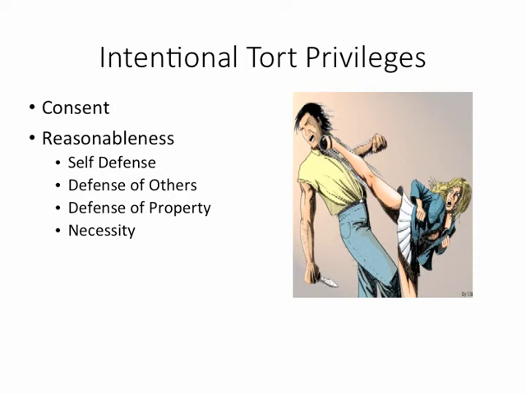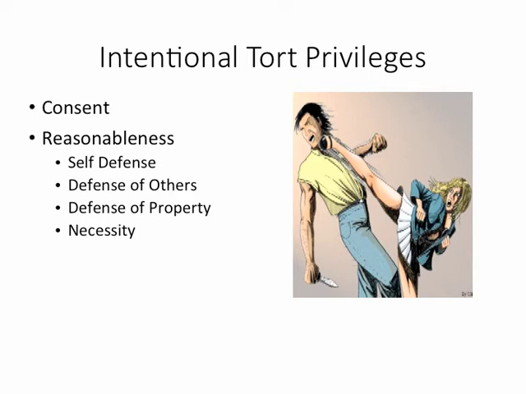Now, there's a number of these reasonableness-based privileges, but as I noted, they're all based on the concept that it would be reasonable for somebody to engage in the conduct that ultimately caused the plaintiff's harm. The first two are privileges that you would use against the torts of harms against persons. So self-defense is a means of defending yourself against an assault or a battery or false imprisonment. Defense of others, same thing, but only now you're using it to defend somebody else.